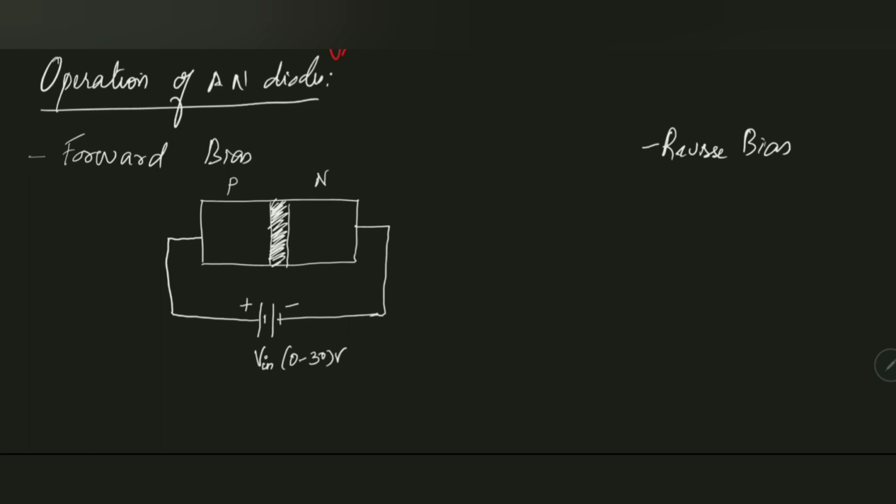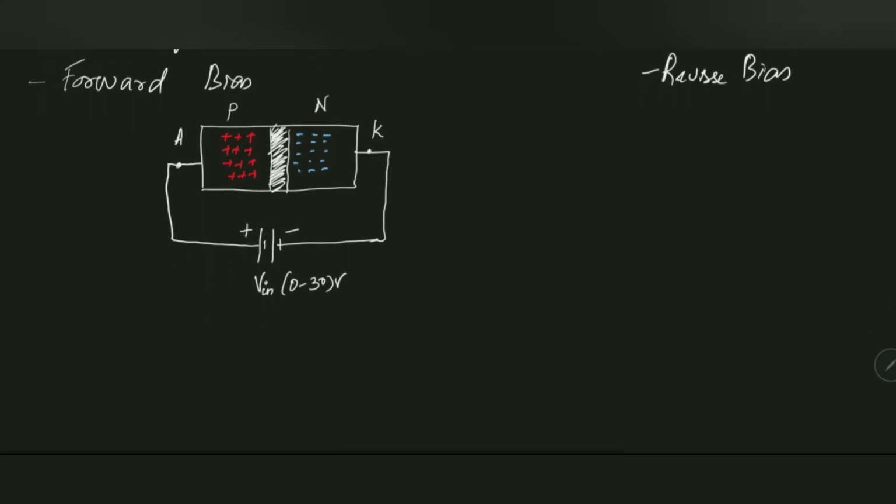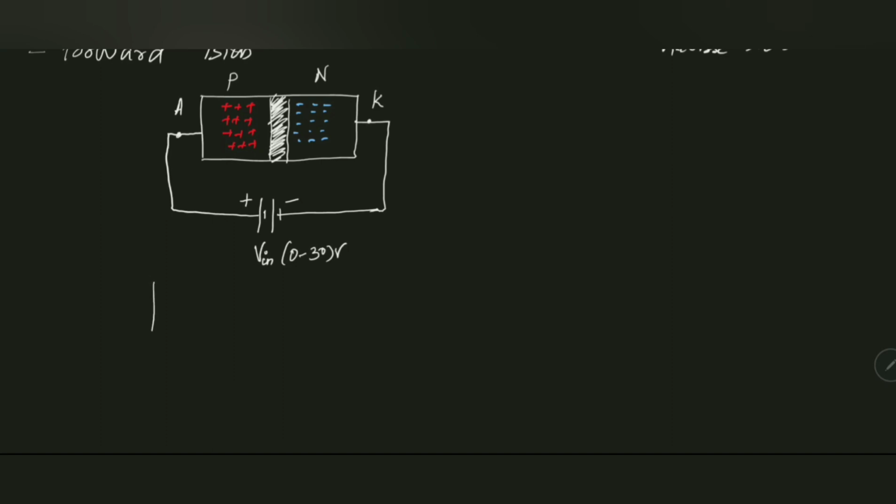So we know that the p-type is more positively charged, and the n-type is more negatively charged. So what happens when you connect the battery positive to the anode? I'll mark this as the anode, and this as the cathode. Initially, at the point of 0, I'll show you graphically so that you can understand easily. I'm taking the x-axis and the y-axis. On the x-axis I'm taking the input voltage, and on the y-axis the current flowing through the PN diode, current I.